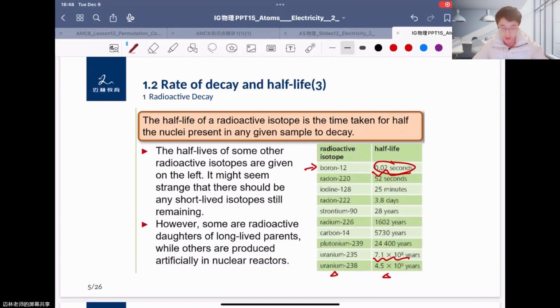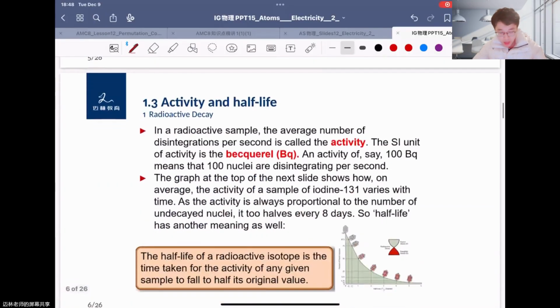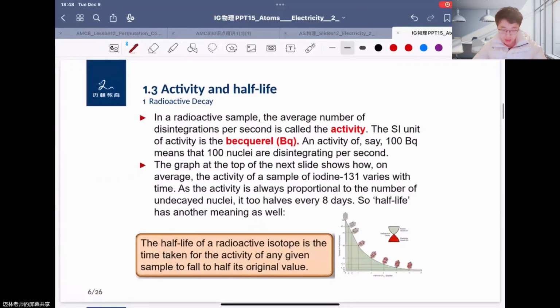So this is for half-life. I think it's very important for you to first understand it, okay? And here you can find the activity and half-life graph we have drawn before, right? The y-axis means the number of undecayed nucleus or activity, and the x-axis means the time taken.